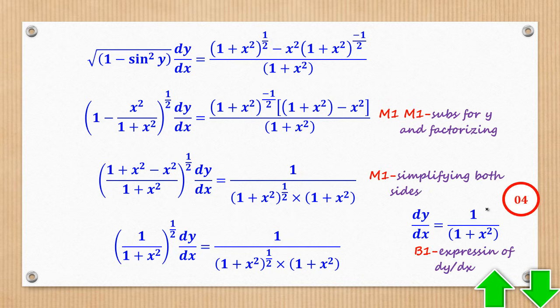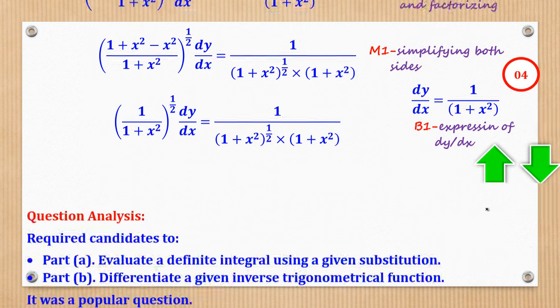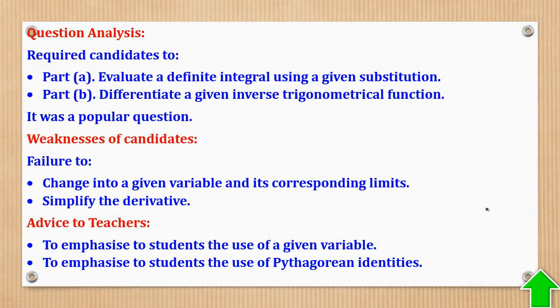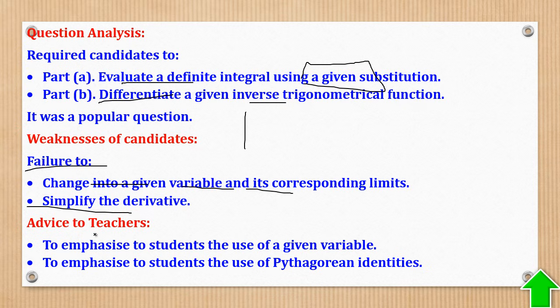And that's what they wanted. So candidates were supposed to evaluate the definite integral using the given substitution. Given. Don't choose your own substitution when they give you a substitution to use. Then part B, they were supposed to differentiate the given inverse trig function. Weakness was failure to change into one variable and its corresponding limits. Changing variable and limits was a challenge. Failure to simplify the derivative in part B.